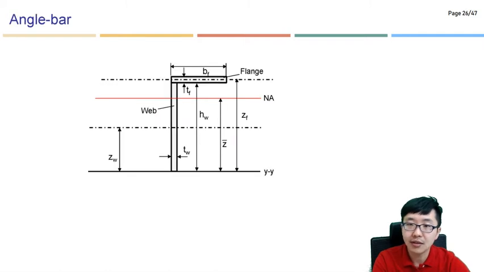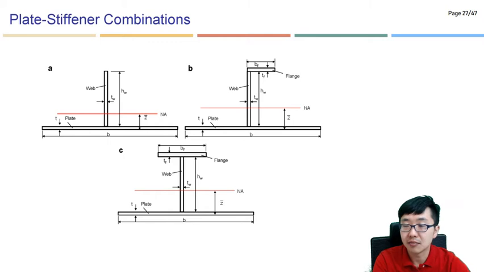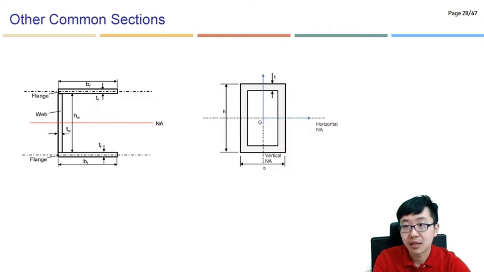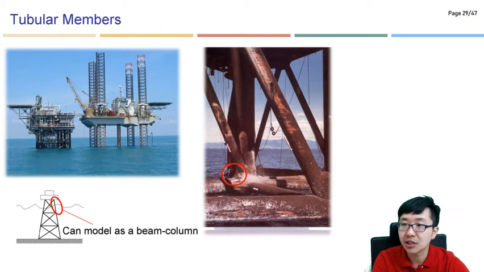In the case of angle, same procedure, and for the plate stiffener combination, we simply call it the PSC model. So it's nearly the same. The neutral axis position will change based on the given geometry, shape, and thickness, and other types are exactly the same. We can do the calculation.